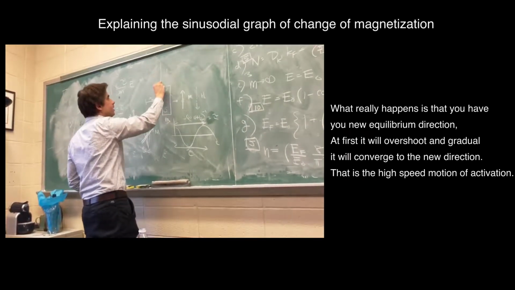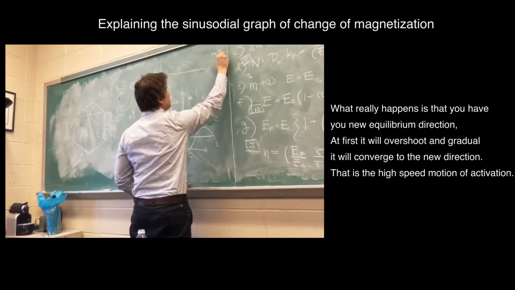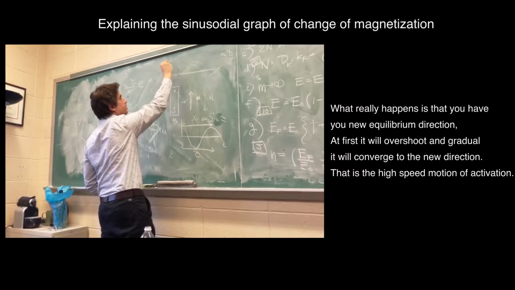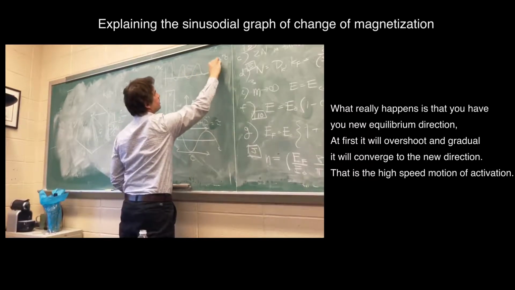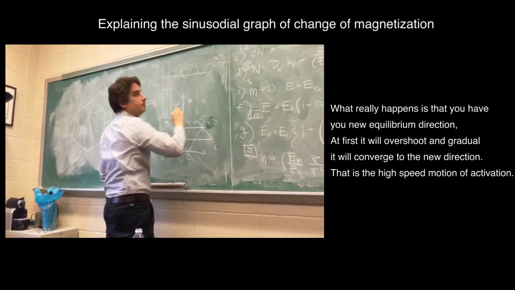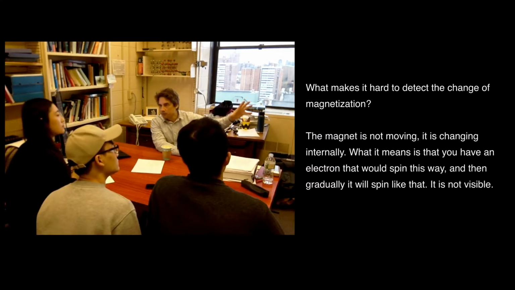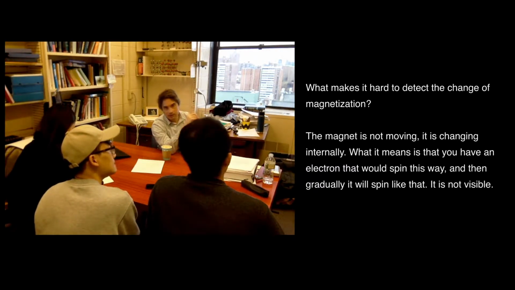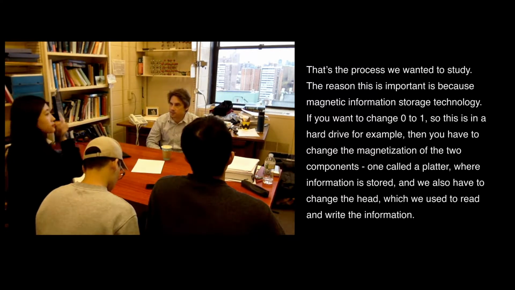And what really happens is that you have your new equilibrium direction. This was where you started at t equal to zero. This is magnetization in the x direction. So at first it's going to overshoot, and then it's gradually going to converge to the new direction. All right, so that's the high-speed motion of magnetization. But here the magnet isn't moving. It's just that it changes internally. Its magnetization state changes. What that means is that you have electrons which spin this way, and then gradually they're going to spin like that. That's the process that we wanted to study.